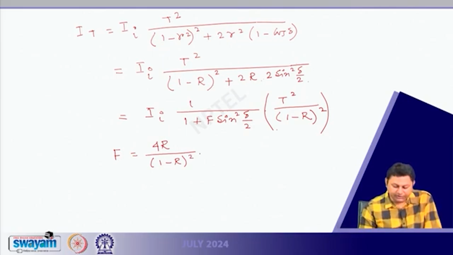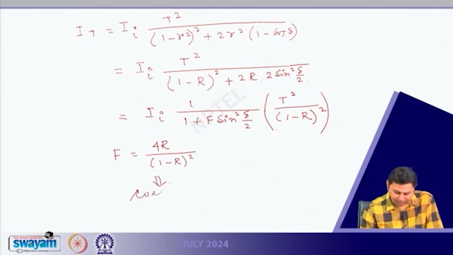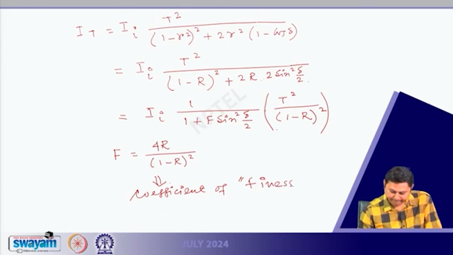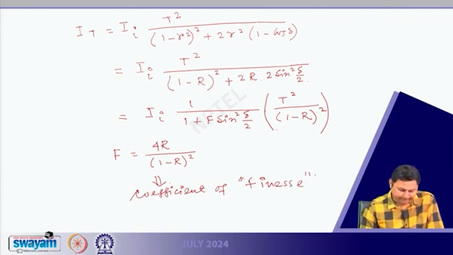This is called the coefficient of finesse. It basically determines the sharpness of the fringe. So, this F quantity determines how sharp the fringe that is generated will be.